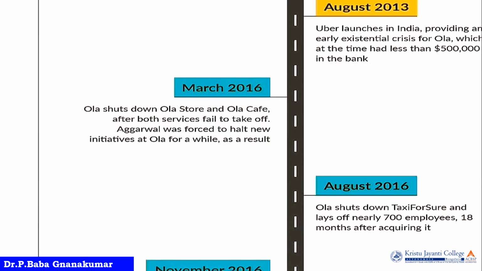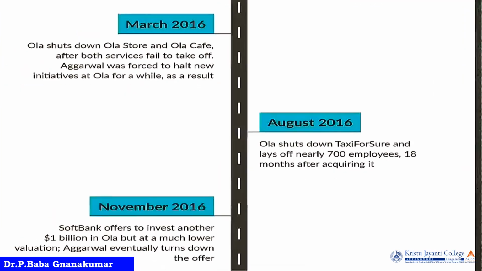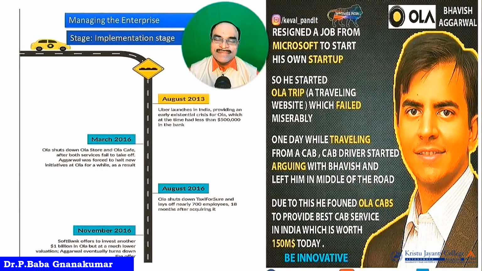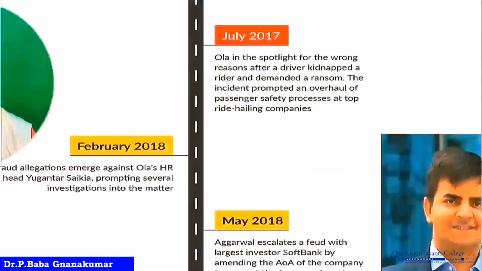Of course, Ola Star, Ola Cafe, but later on he closed that one. Ola shut down Taxi for Sure and laid off around 700 employees, and they merged most of the employees with Ola. So in 2016, there were some issues with Ola. So what happened? SoftBank offered to invest another $1 billion in Ola, but the investment was turned back by Agarwal. So a lot of issues were faced by Ola since inception.